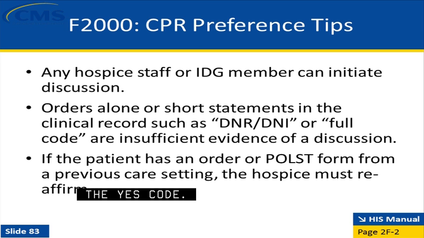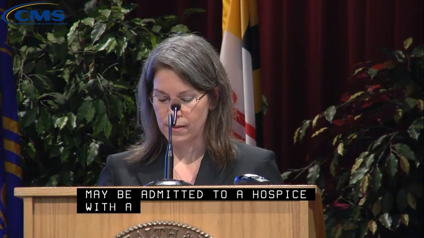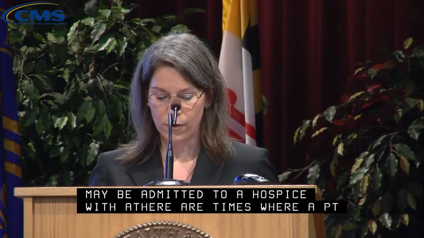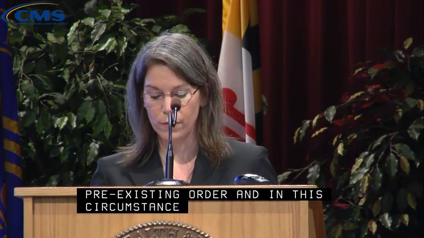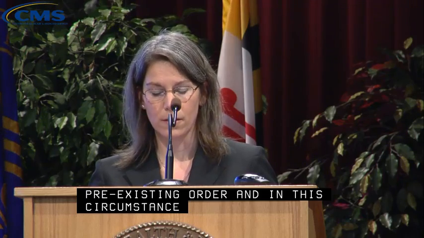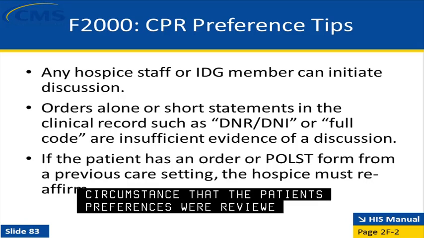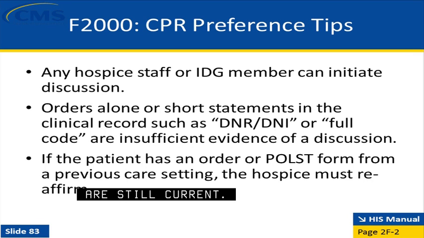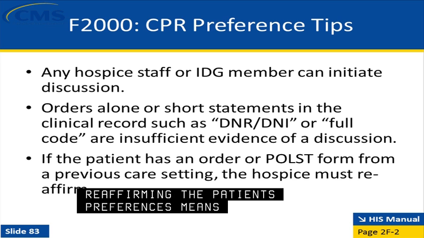Now, there are times where a patient may be admitted to a hospice with a pre-existing DNR order or a POLST or similar form. And in this circumstance, the hospice should reaffirm and document that the patient's preferences were reviewed and are still current. Reaffirming the patient's preferences means that the hospice engaged the patient or the responsible party in a review and a discussion of the POLST form.